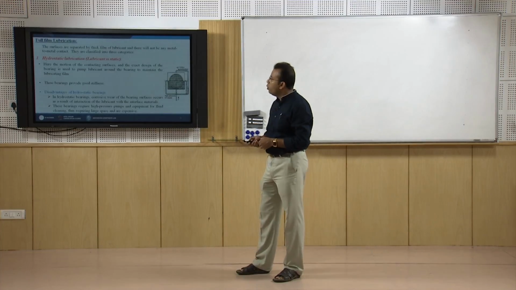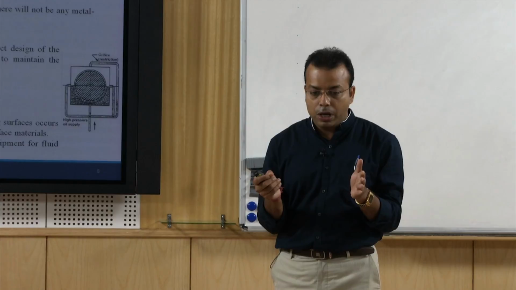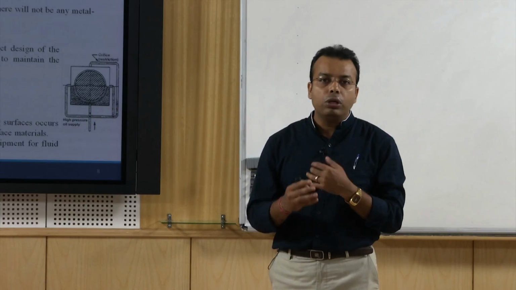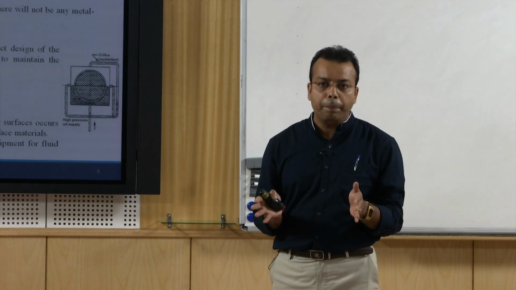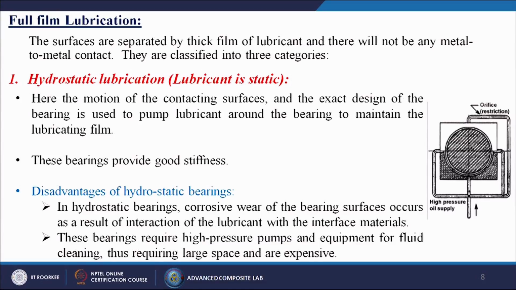Next one is called full film lubrication. From the name itself you can understand that these lubrication systems act throughout the whole operation process, and not only that, they always cover all the mating parts. The first one is called hydrostatic lubrication, or in another way we can say the lubrication is static, meaning the lubricant is not flowing or movable. Here the motion of the contacting surfaces and the exact design of the bearing are used to pump lubricant around the bearing to maintain the lubricating film.